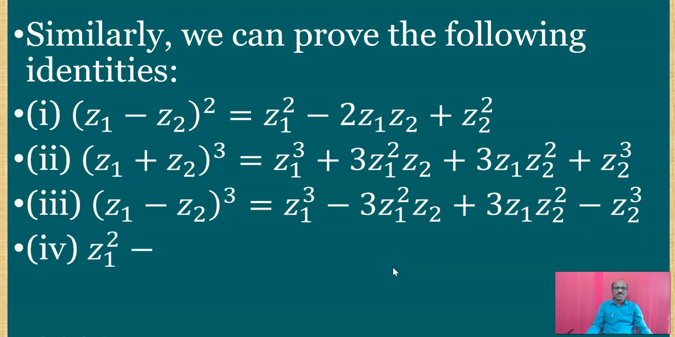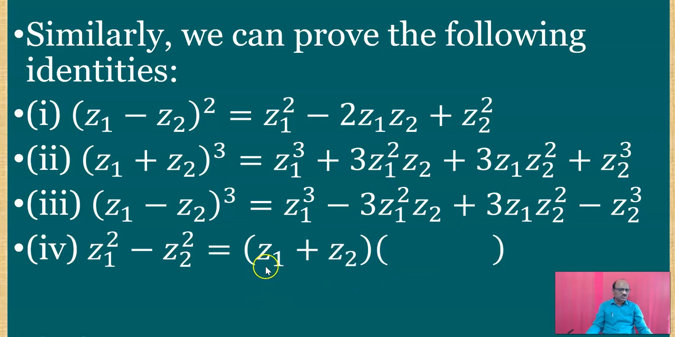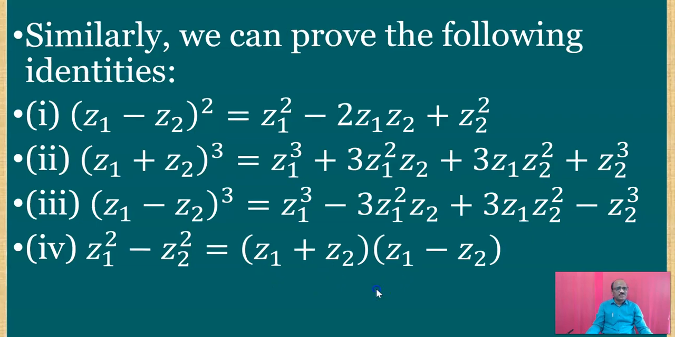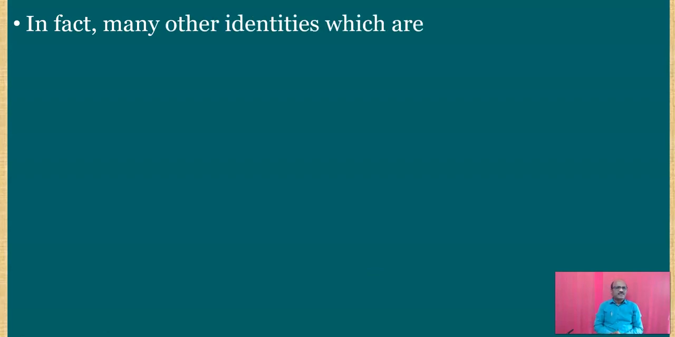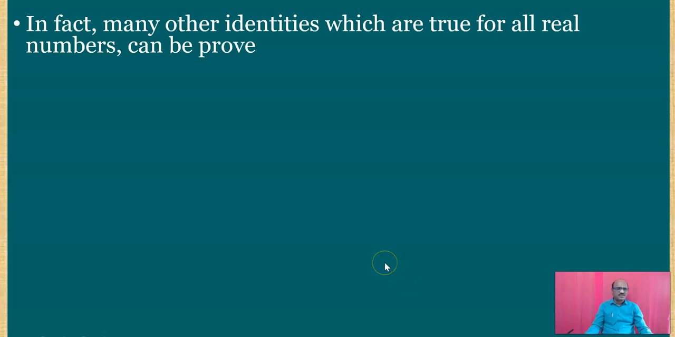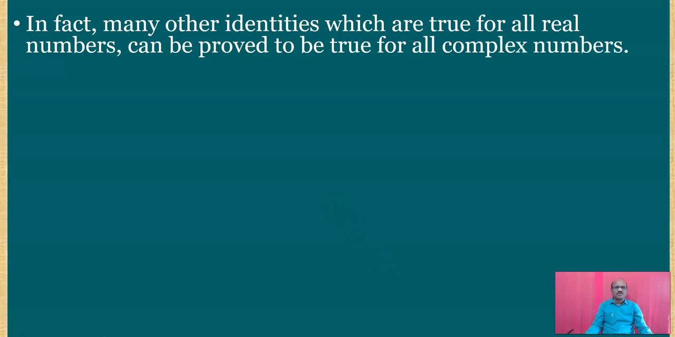And the fourth one, z1² - z2² = (z1 + z2)(z1 - z2). In fact, many other identities which are true for all real numbers can be proved to be true for all complex numbers.